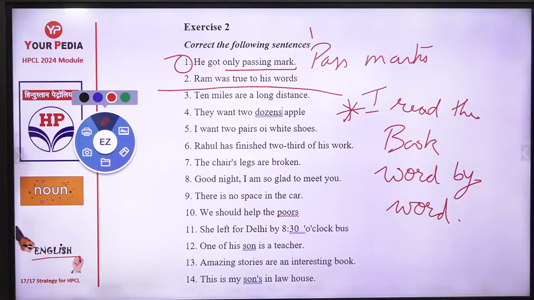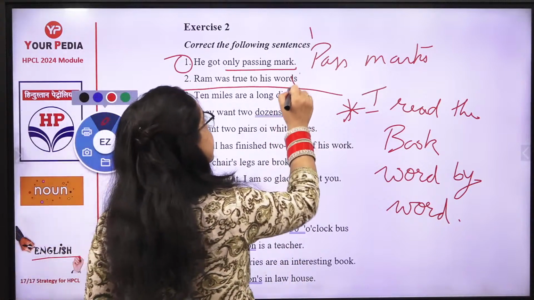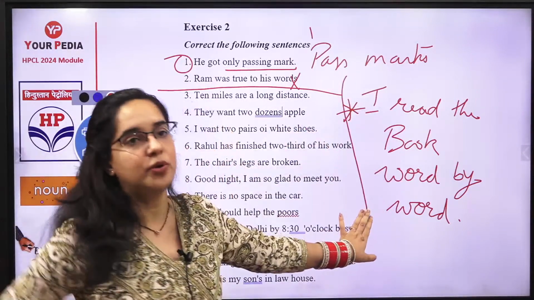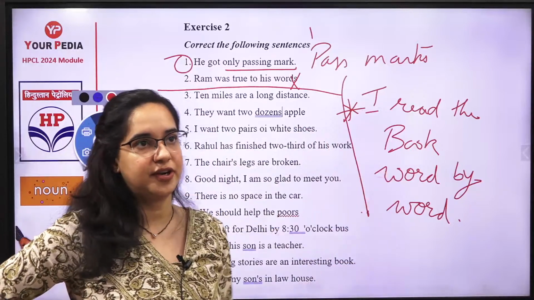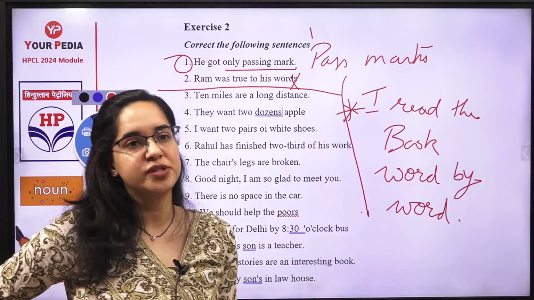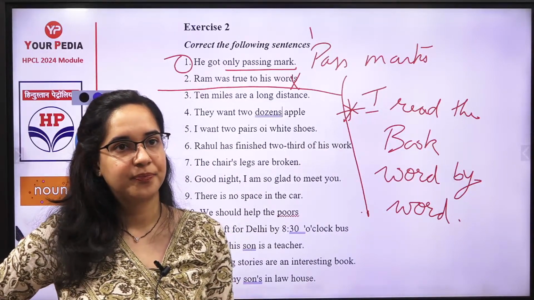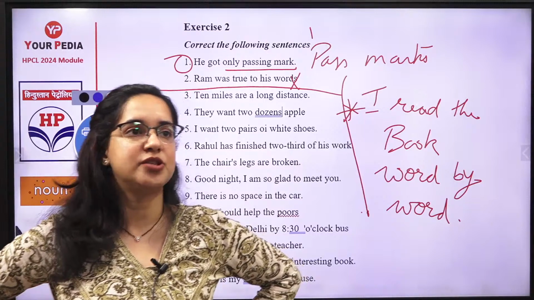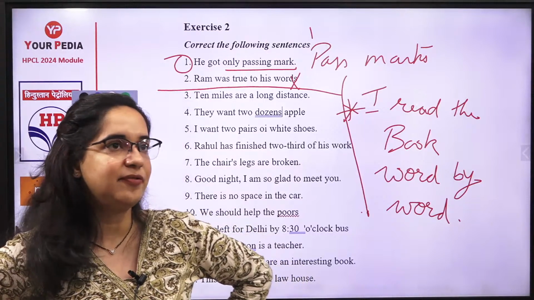It is, yeah. Ram was true to his word. It is not words. Very first thing. And tell me this thing. I read the book word by word. Is it right or wrong? What will be the answer of it? I read the book word by word. We are going to do some kind of, I would say it out, vocabulary in this one. I'll tell you. There are certain words which I'm going to teach you now. But let's complete this exercise first.